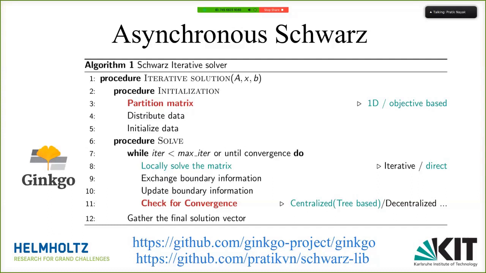Now let us look at the core algorithm of our implementation. There are two main steps. First is the initialization, and the second is the solve. In the initialization step, you first partition the matrix, distribute the data, and form the local subdomain matrices and the local right-hand sides in the distinct subdomains, and then you initialize some of the other buffers and data that you need.